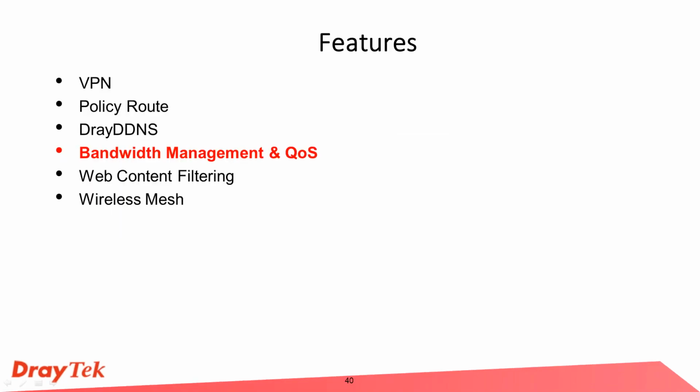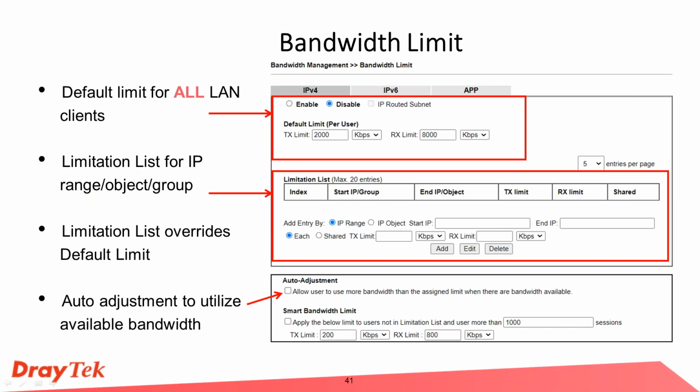Okay, bandwidth management. So this is a very, very powerful feature in DrayTek. Let's quickly look at what you can do in terms of bandwidth management. The first option there at the top, if you enable that, you can set bandwidth limits for all your LAN users. So it's per user. Each user then will have, in this example, 2 meg up and 2 meg down, and that's the maximum bandwidth that each user can use.